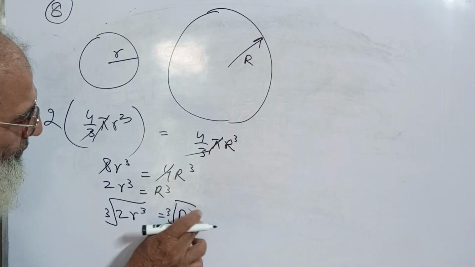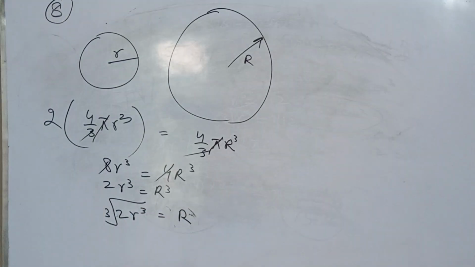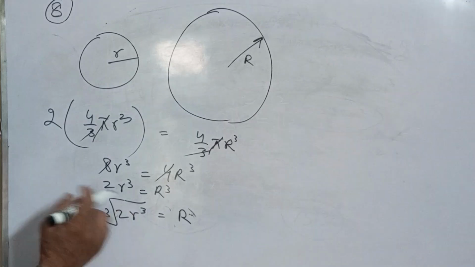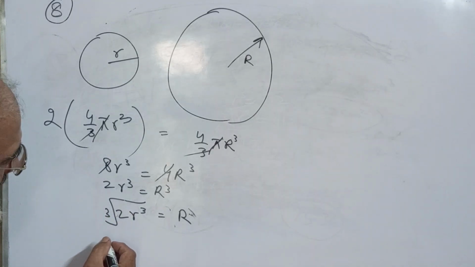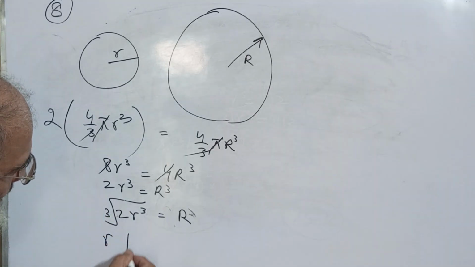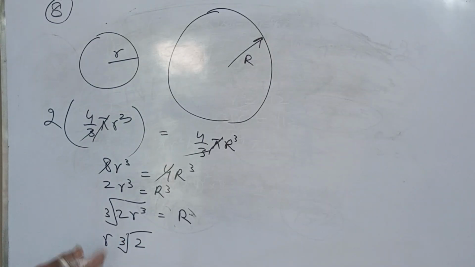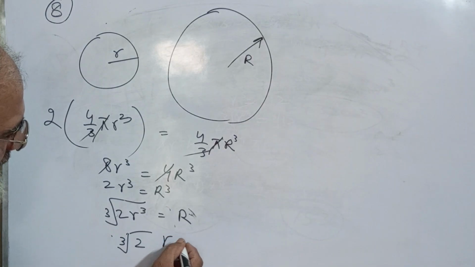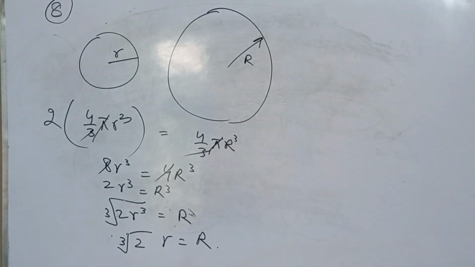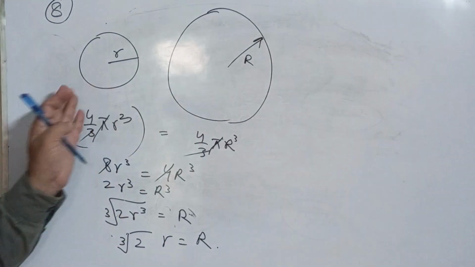So this will be cancelling this, okay? So this will be cancelled. R is equal to cube root of 2 r cube. And you can also bring it out, because this can be brought out. So this will become r into cube root 2, or you can write it over here, R is equal to r cube root 2. So this is the connection between the two spheres.